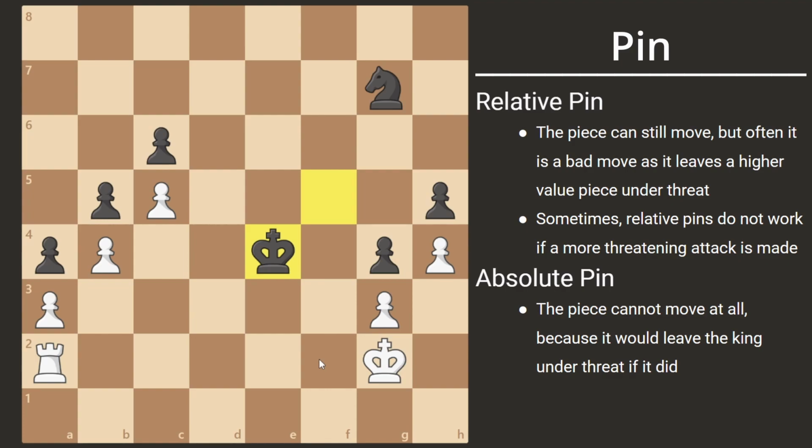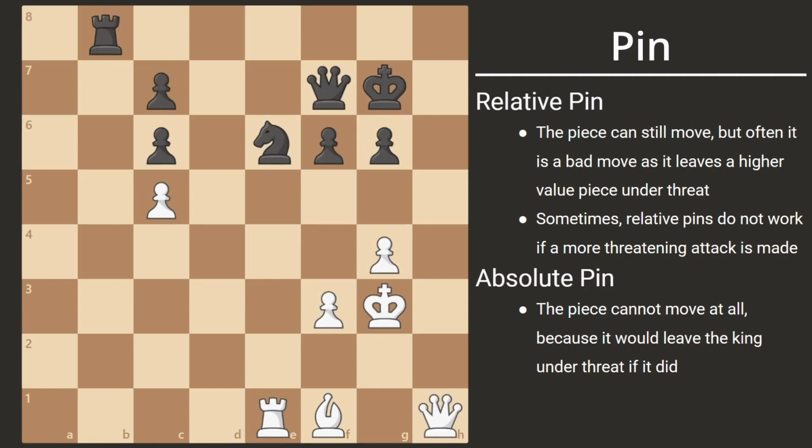So clearly a pin can be very powerful if it's pinning something to the king. So you always got to be looking out for pins on the king and pins on just pieces in general, right? So here is another example. It's with a relative pin, and after the move rook b2, you're going to tell me again what the move here is, relating to pins, of course.